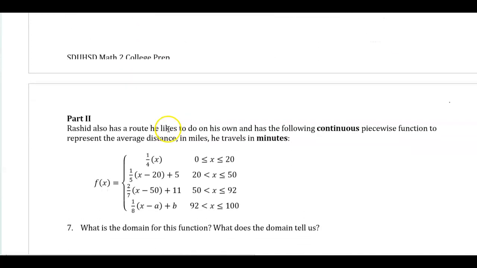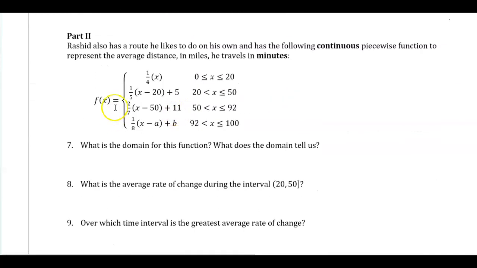All right, so let's take a look at the next one. It says, Rashid also rode his bike, has a route he likes to do on his own, and has the following continuous piecewise function to represent the average distance in miles after traveling in minutes. All right, so this is now in minutes. So what is the domain for this function? As you can see, it starts at 0, ends at 100. So we're going to say from 0 to 100 would be the domain. So I'm using that and that to write my domain.